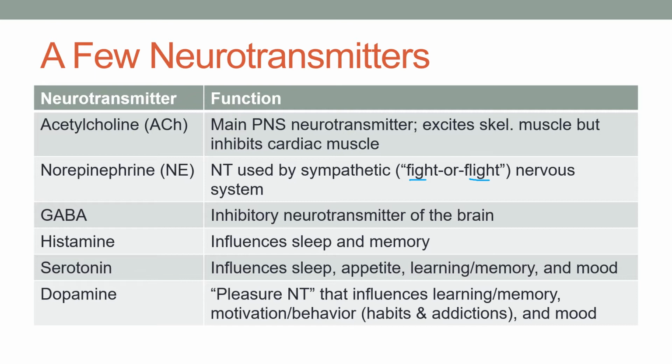GABA is the main inhibitory neurotransmitter of the brain. So if you have one of those cases where your brain is maybe trying to suppress a reflex so that you can grab a hot pot off the stove, your brain would be secreting lots of GABA into your spinal cord to try to inhibit that reflex.